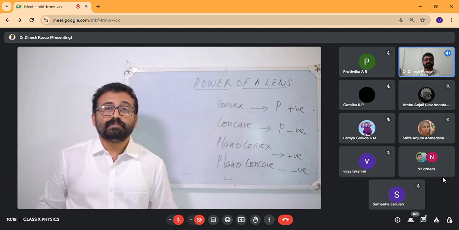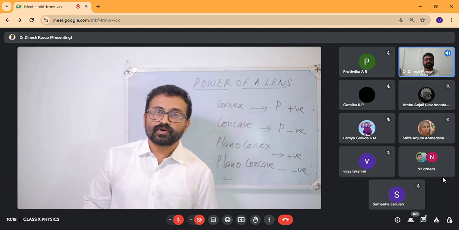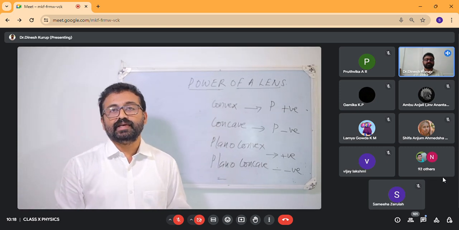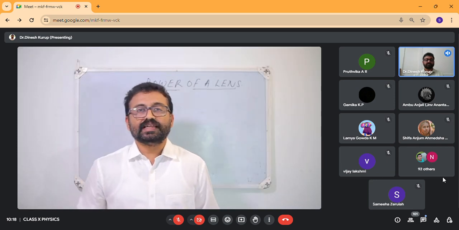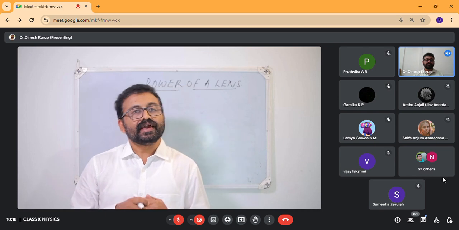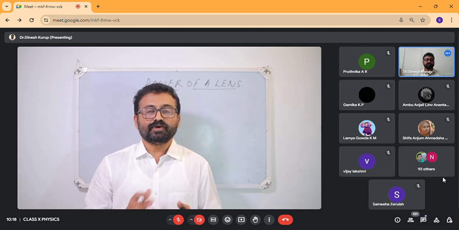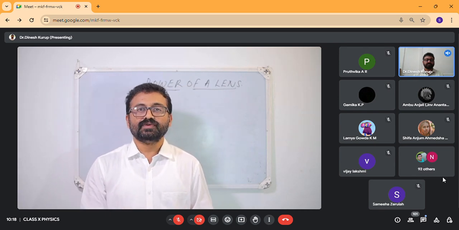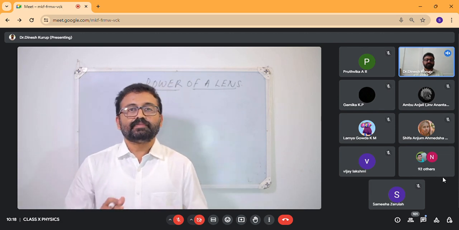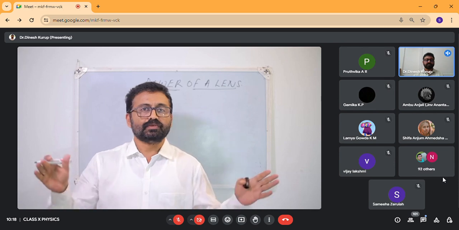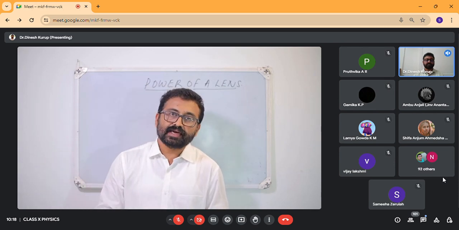So this is the basic nature of power. Once again, let me remind you, power is the inverse of focal length, and that focal length must be expressed in meters. So we are in a very confident state to identify whether a lens is convex or concave. If the power is plus, that is positive, हमें पता चलेगा कि वो convex lens है. अगर power negative है, हमें पता चलेगा कि वो concave है.